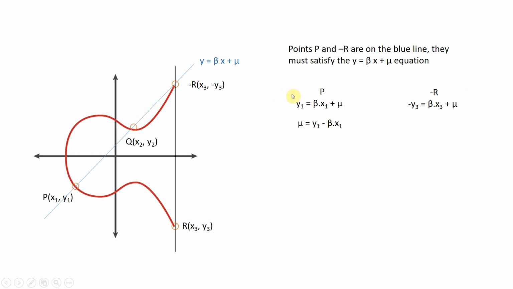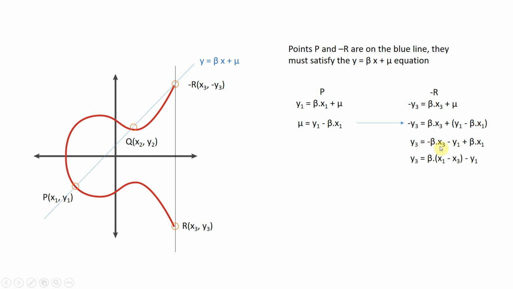From the first equation, I'm getting the exact value of mu, and it's equal to y1 minus beta times x1. And I'm putting this mu value in the second equation, and this becomes minus y3 is equal to beta times x3 plus, in parentheses, y1 minus beta times x1. I'm opening the parentheses, and this is the final form of this equation.